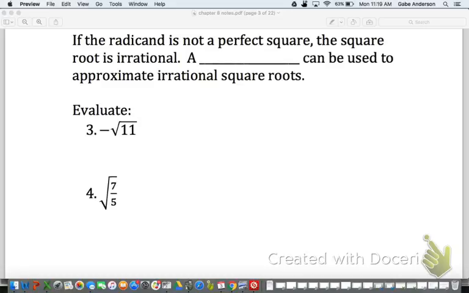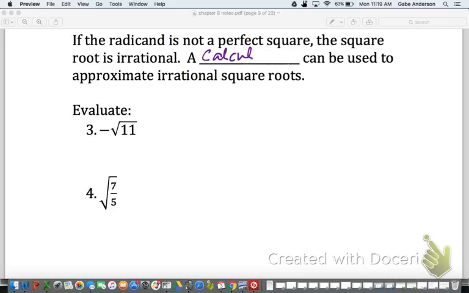Ready? Break them out. Because sometimes we will encounter radicands that are not perfect squares. The world is not filled with all perfect square numbers. In that case, the square root is irrational. A calculator can be used. How about a calculator?